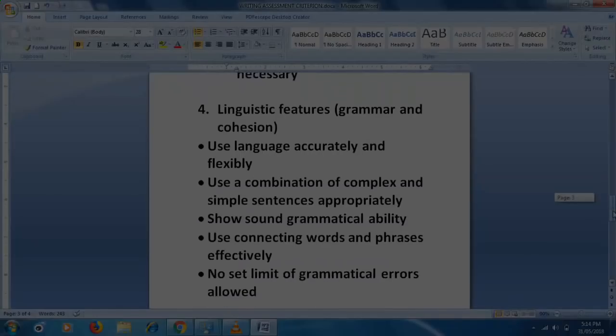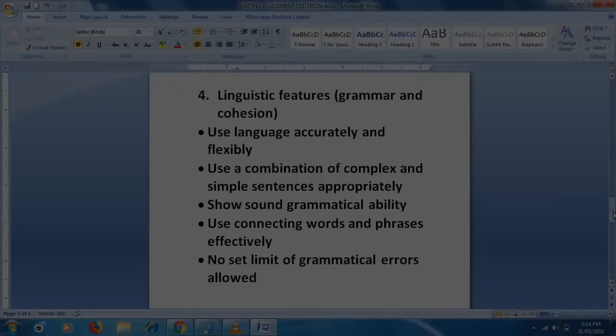Then the fourth one is linguistic features, which deals with grammar and cohesion. Now, use language accurately and flexibly, and language accurately means there shouldn't be any mistakes. But then again, there's something that I want to point out here. It has to fit the context. Whether you use a grammar feature accurately is not just enough to score high on this criteria. It should fit the context.